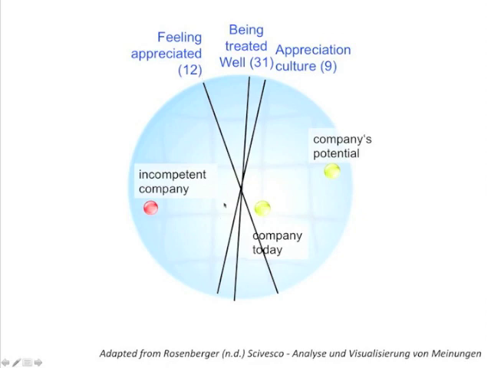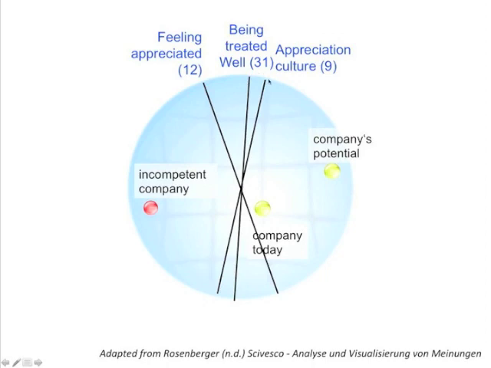Well, we see 3 axes, and one end of the axis, or one pole, is feeling appreciated, being treated well, another axis, and yet a third one is appreciation culture. This is person 12, 31, and 9. And what we see here is that this semantic meaning of the axis is very similar. And this is not by chance. This usually happens when we have shared meaning, or let's say elements we construe in a similar way. What happens? Similar axes end up in the same position.